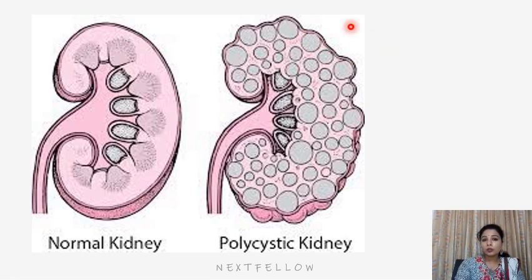So the glomeruli continue to excrete urine, which accumulates in the tubules due to the lack of outlet. As a result, the tubules undergo cystic enlargements. These cystic enlargements are also called retention cysts. So that is about the polycystic kidney.